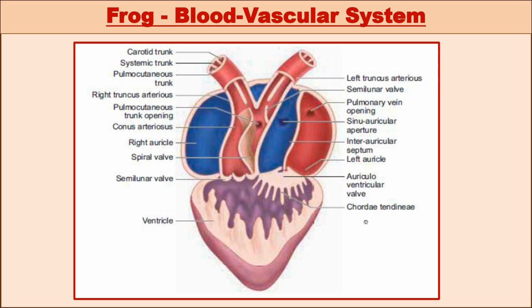Frog's blood-vascular system. It consists of heart, blood vessels and blood. Its heart is a three-chambered heart. It is covered by a double-walled membrane called pericardium. There are two anterior thin-walled chambers called auricles and a single thick-walled posterior chamber called ventricle.